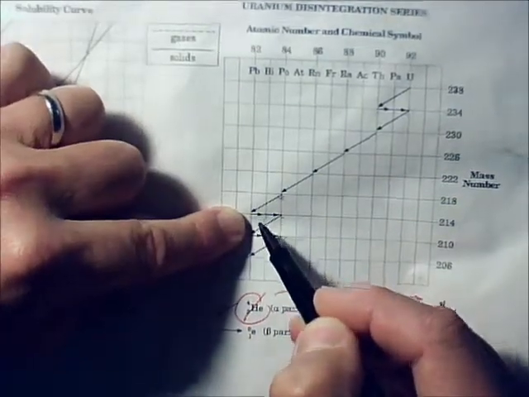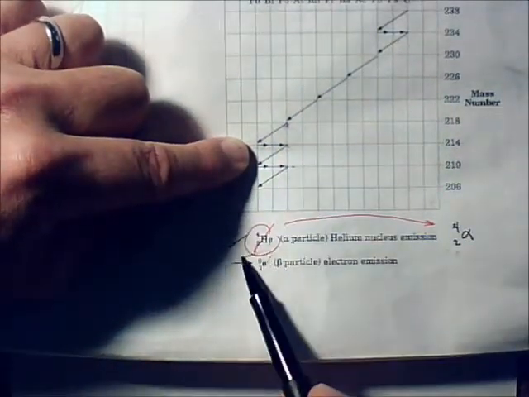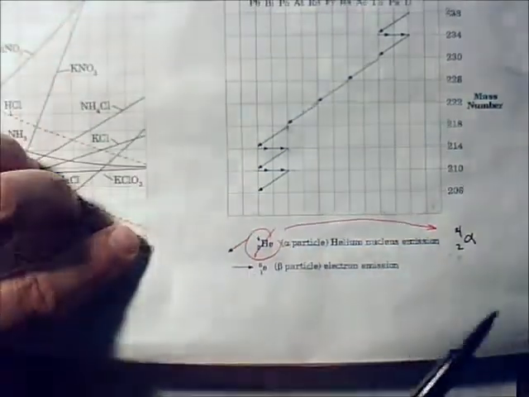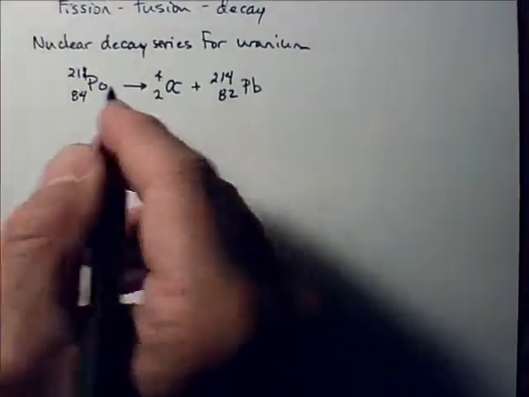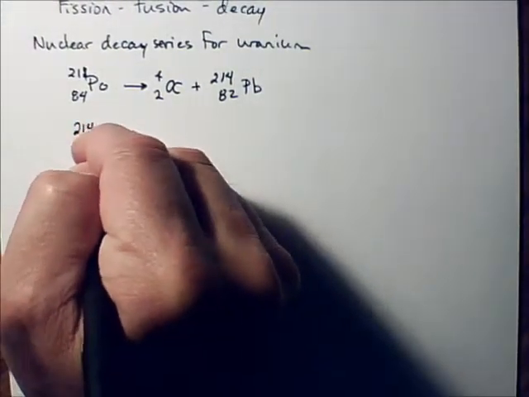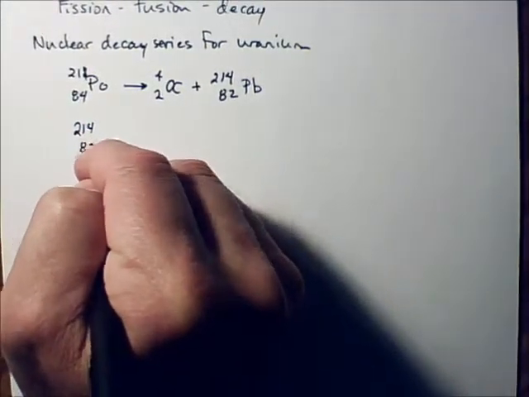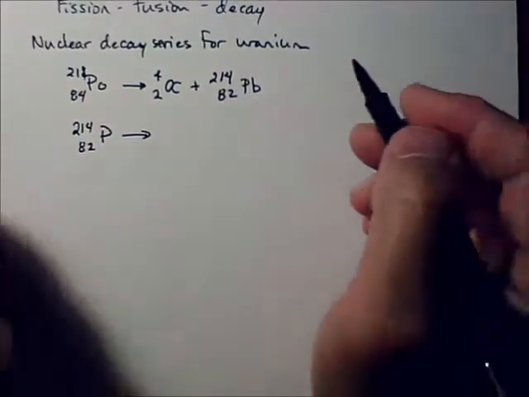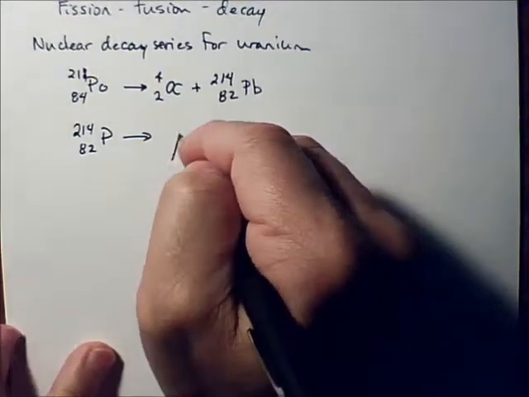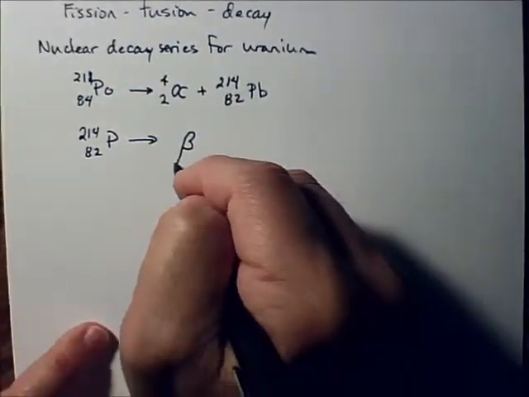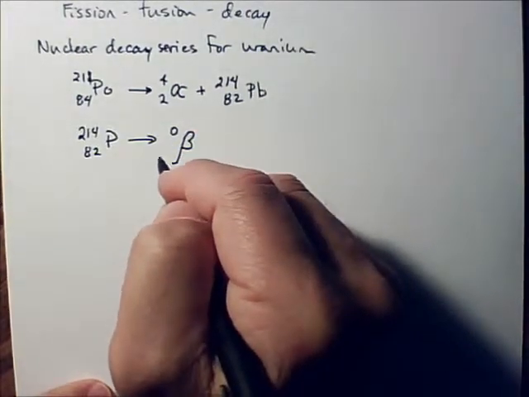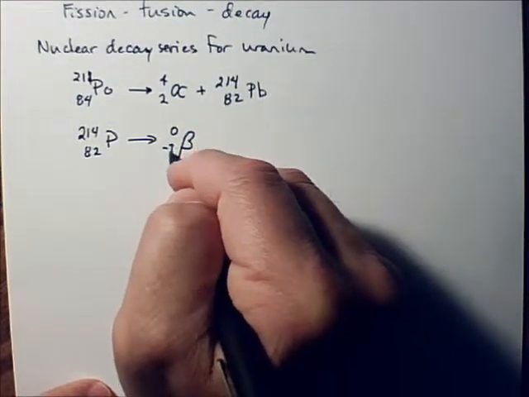It's going to go through what kind of decay? Beta decay, it says so right here. Beta decay down here. So let's do that for beta decay. 214, 82. And we're going to go through beta decay. Well, a beta particle is that kind of a script B with the tail on the end of it. It has atomic mass of 0 and atomic number of -1.